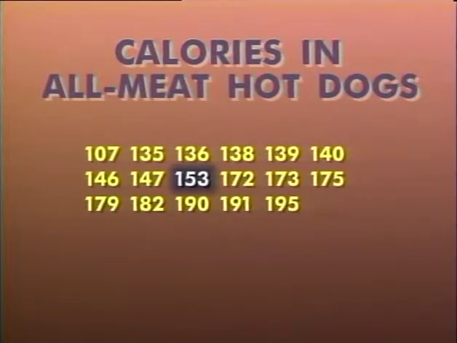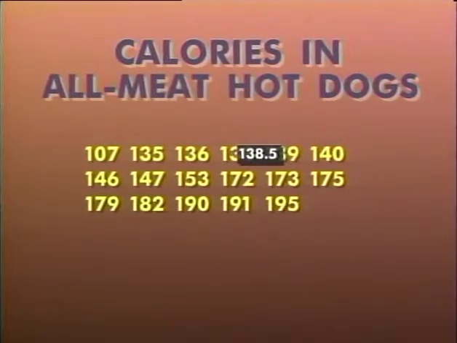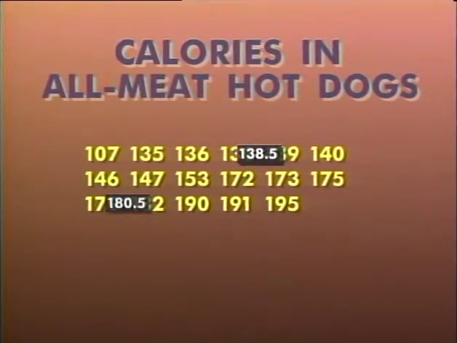For the 20 beef hot dog brands we looked at earlier, the median was midway between two observations. Here, the median falls right on one of the observations. The data points lying below the median are these, leaving out the median point itself. The first quartile is the median of these 8, or 138.5. These 8 points lie above the median, so the third quartile is their median, or 180.5.